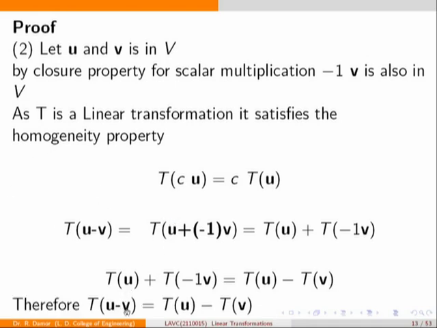T of U minus V can be written as T of U minus T of V. Clear? So if T is a linear transformation, then the 0 vector transforms to 0, and the transformation of the difference of two vectors can be written as transformation of U minus transformation of V.